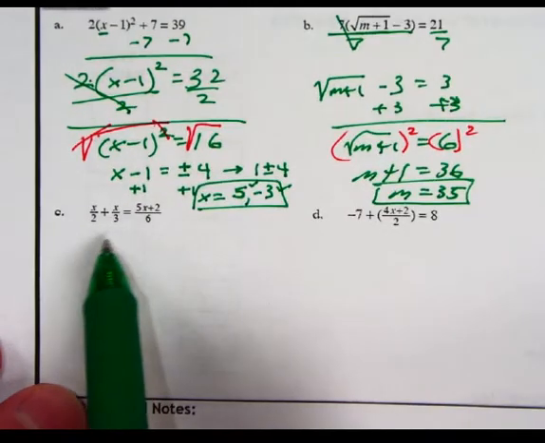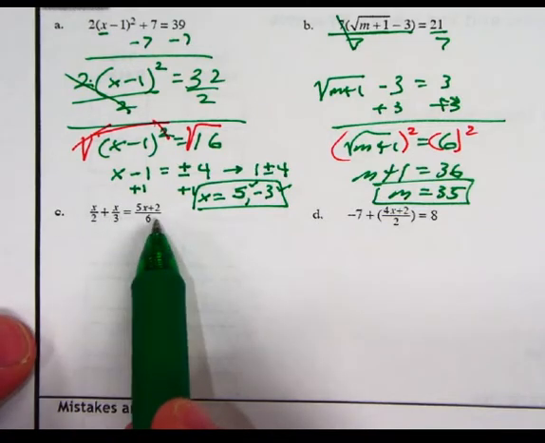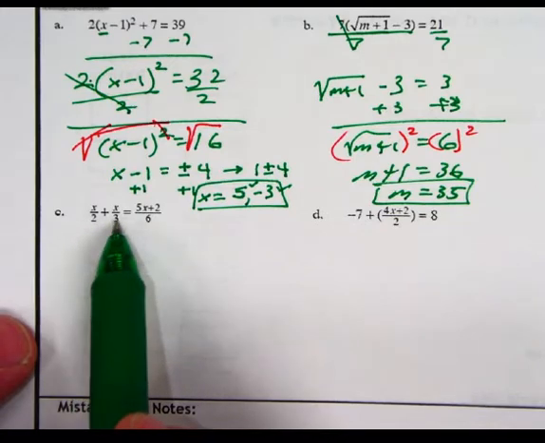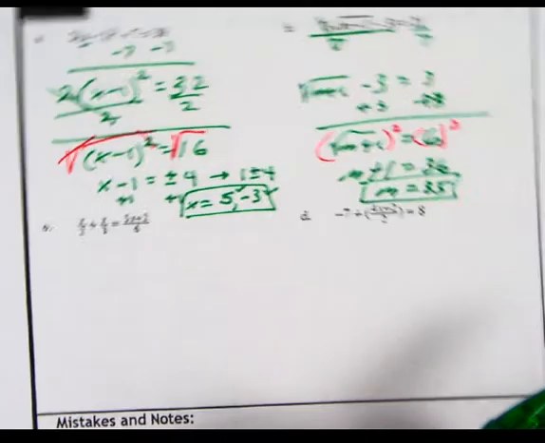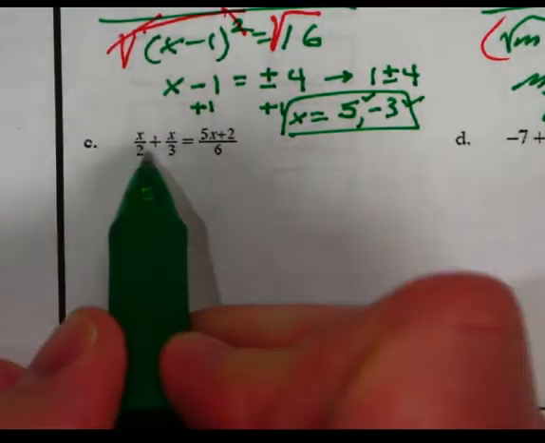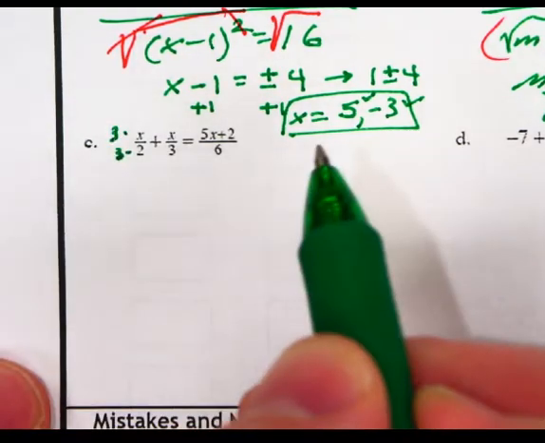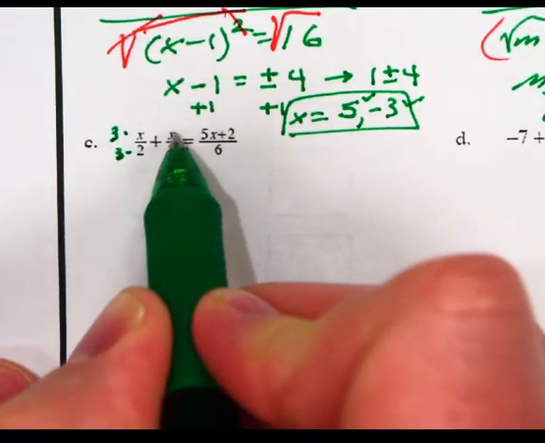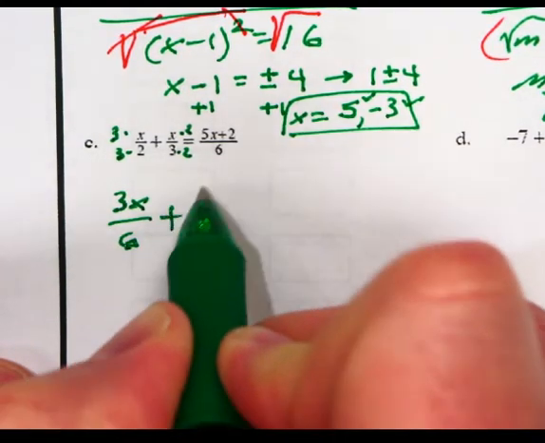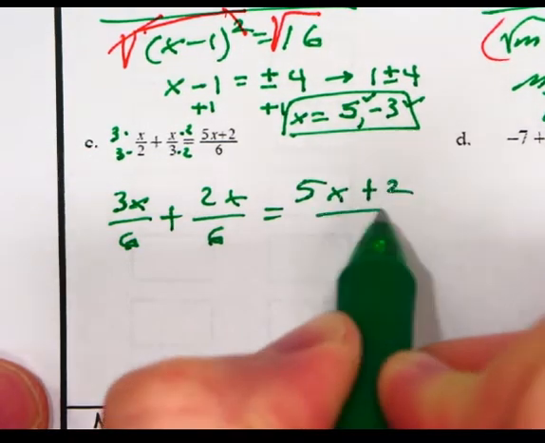This guy down here is a fraction buster question. Fraction busters are all about getting the same number in the denominator. This one is already over 6, so I like that. I want to make this one over 6 and make this one over 6. In order to do that, then, what I'll have to do is figure out the number that I need to multiply by. So I'm going to take this 2 on the bottom, times it by 3, then I have to multiply the top by 3. Take this times 2, take this times 2, and I end up with 3x over 6 plus 2x over 6 equals 5x plus 2 all over 6.